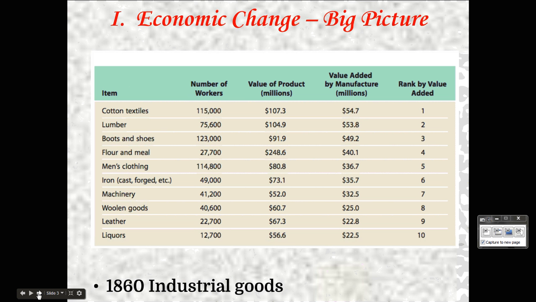We're going to focus on the Industrial Revolution first. The table shows the situation by 1860. Up to 1860 is kind of the first Industrial Revolution in the United States. And you can see there are several items that, by the time of the Civil War, are being produced in factories. Obviously, the number one item is cotton textiles, produced in factories, mainly produced in the Northeast.